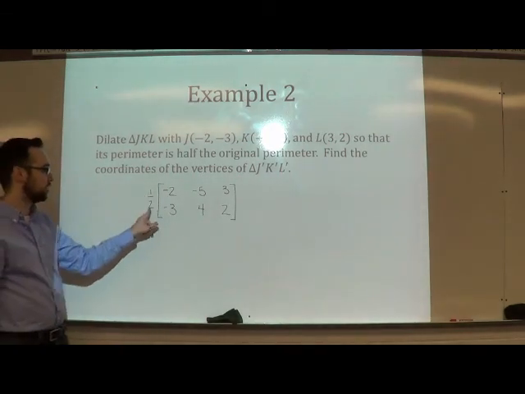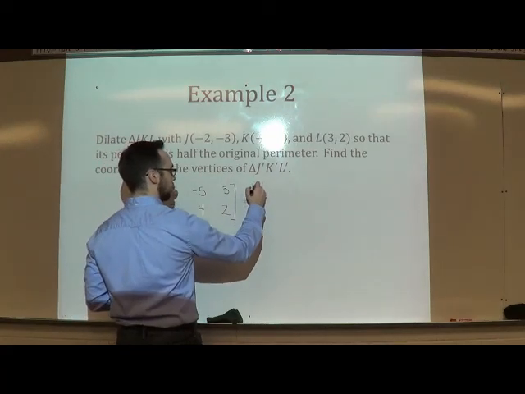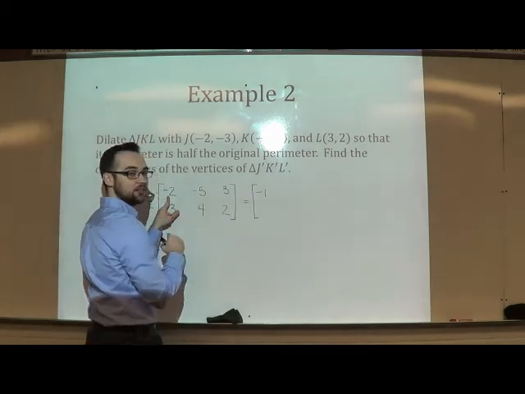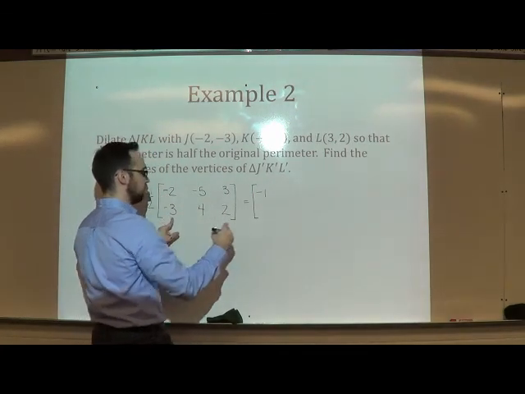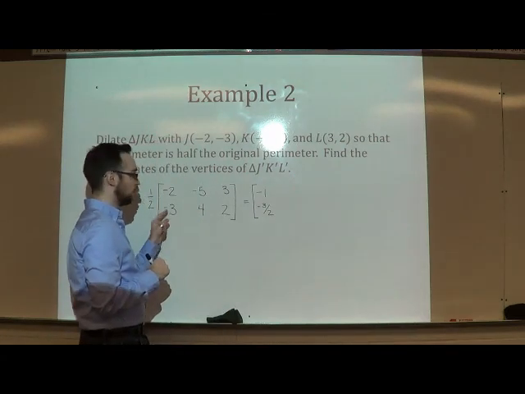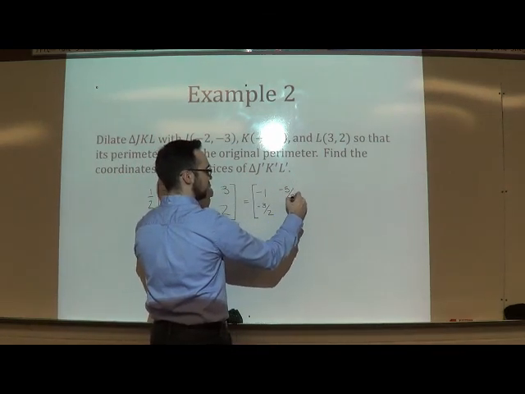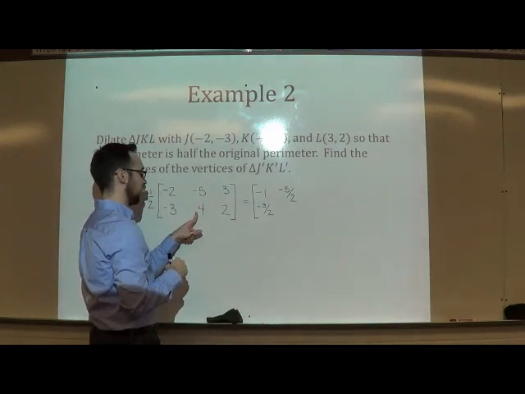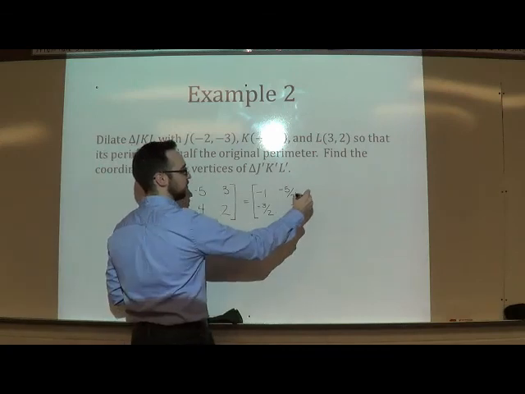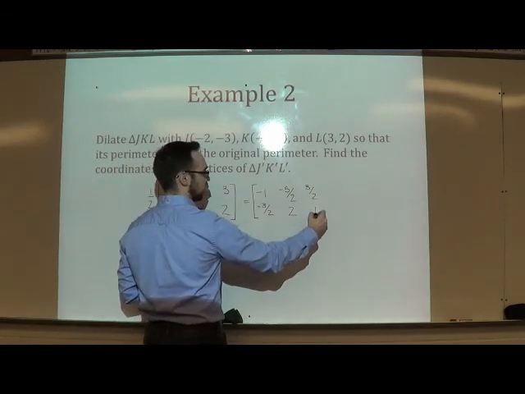Now for my new coordinates, I'm going to multiply the entire thing by 1/2. I'm going to distribute that to every point inside. So for my new coordinates, we're going to have 1/2 times -2 is -1. 1/2 times -3 is -3/2. 1/2 times -5 is -5/2. 1/2 times 4 is 2. 1/2 times 3 is 3/2. And 1/2 times 2 is 1.